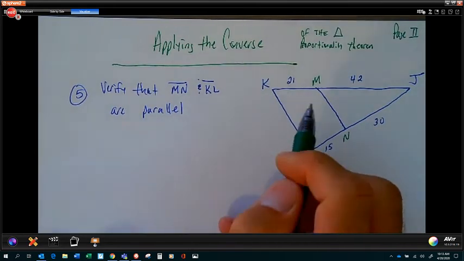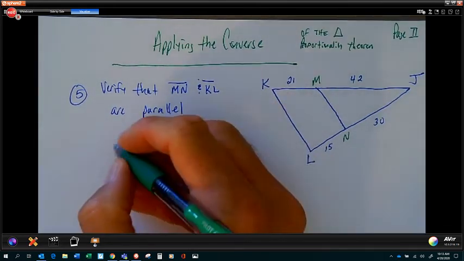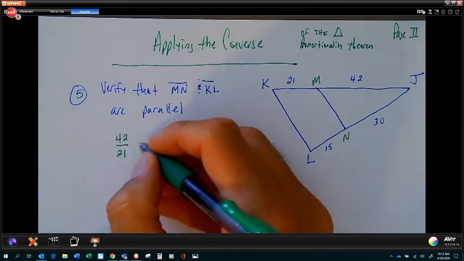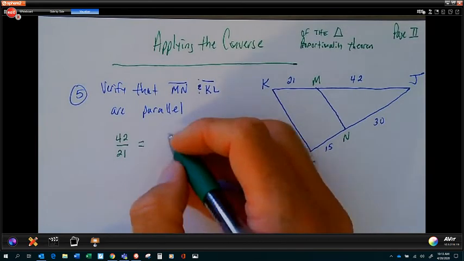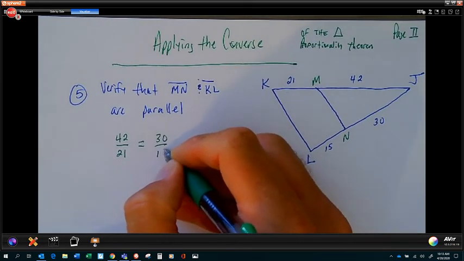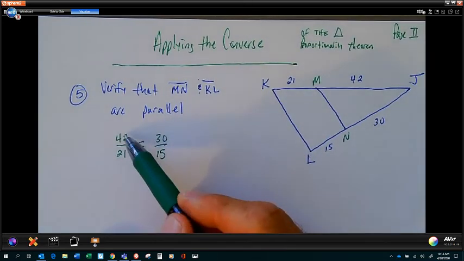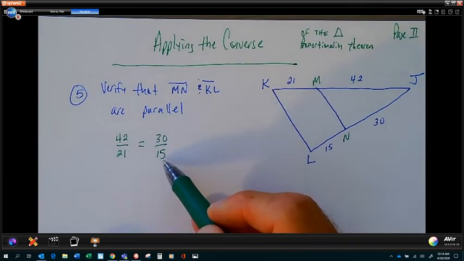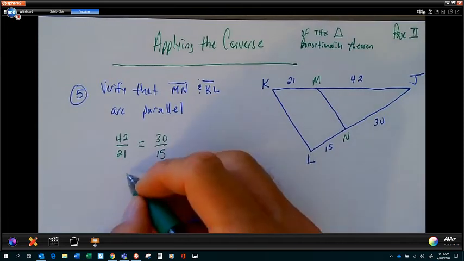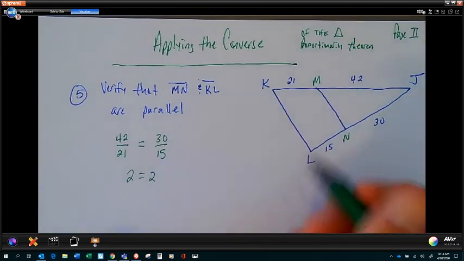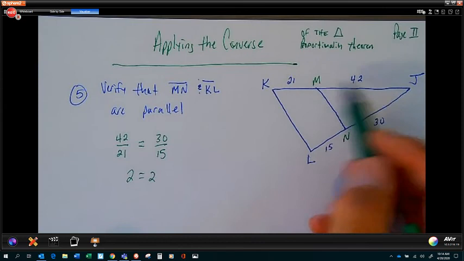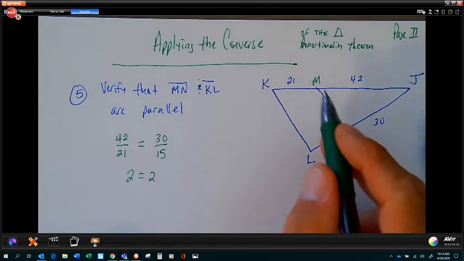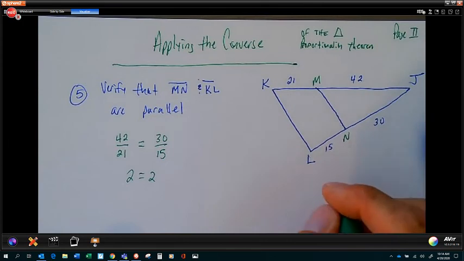We do 42 is to 21 as 30 is to 15. Now, without having to cross multiply, you can recognize that 42 divided by 21 is 2, and 30 divided by 15 is also 2. Therefore, if 2 equals 2, that proves that because these triangles are proportional, those lines are parallel.